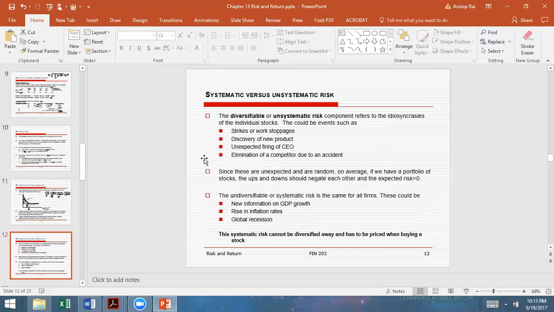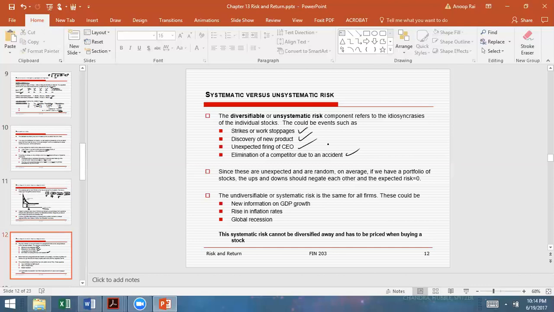So let's move on. The diversifiable, or unsystematic, risk component refers to the idiosyncrasies of individual stocks. For example, if I had 30 stocks, there's a good chance that one or two of the firms will have strikes or work stoppages, which means that stock price will come down. But another stock might have the discovery of a new product. A third stock just saw a CEO being fired. A fourth stock saw positive news because one of its competitors ended up with an accident. So these are unexpected events, and they should be random. The ups and downs should negate each other.